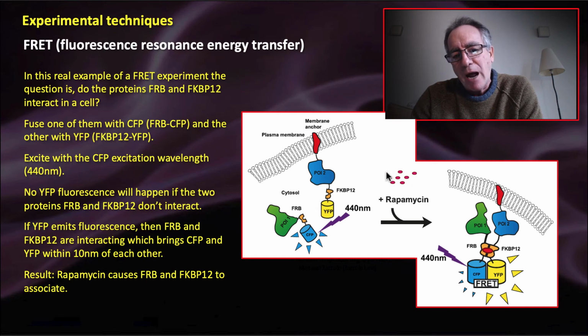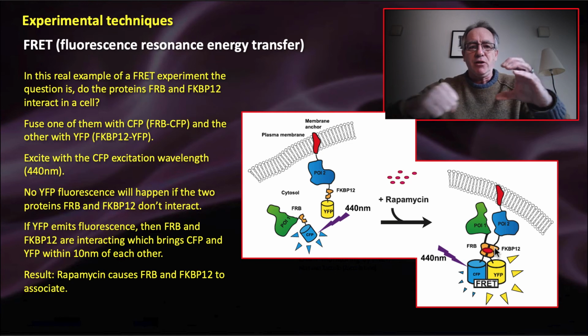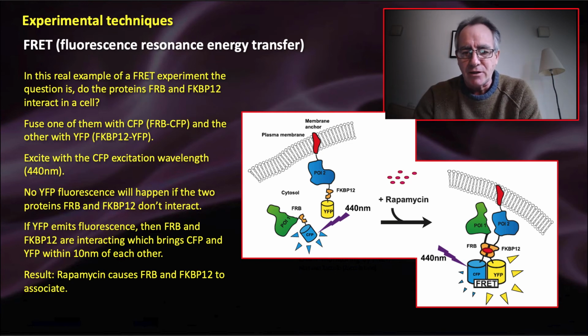If we add rapamycin, which is an antibiotic, it binds to FRB, and it causes FKBP12 to associate with it in complex, just like that. So those two proteins now are said to be interacting with each other, and when they interact, they're close enough that their two tags also interact. So there is the CFP brought right up against the YFP.